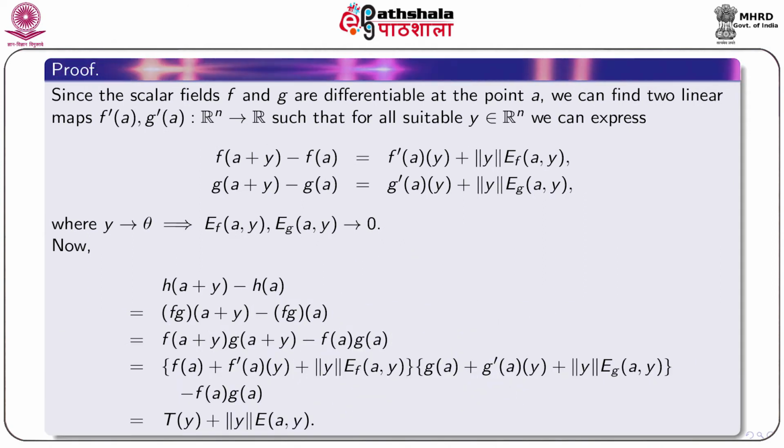We start the proof. Since the scalar fields f and g are differentiable at the point a, from the definition of differentiability, it is assured that we can find two linear maps f'(a) and g'(a), both from R^n to R, such that for all suitable y in R^n, we can express their increments as follows. f(a+y) - f(a) is nothing but f'(a) operated on y plus norm y e_f(a,y), and g(a+y) - g(a) is nothing but g'(a) operated on y plus norm y e_g(a,y). As y approaches the origin, both the error terms e_f(a,y) and e_g(a,y) tend towards 0.